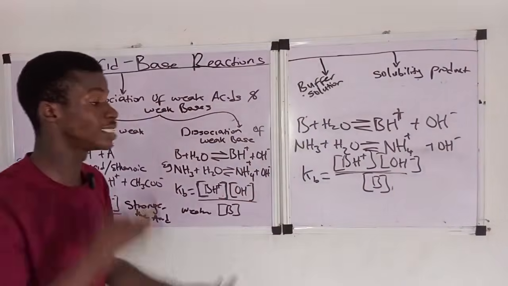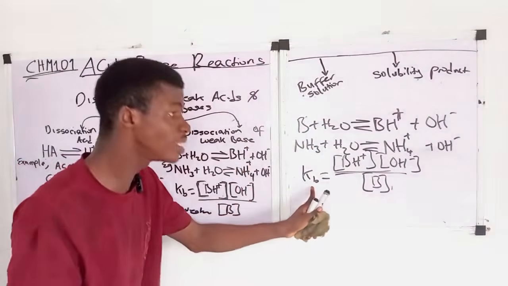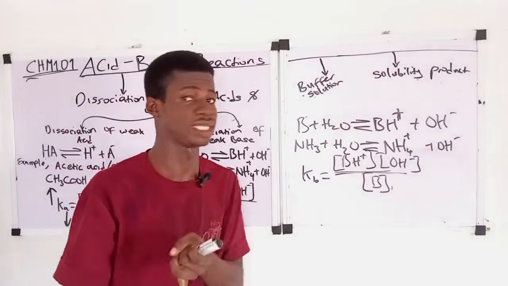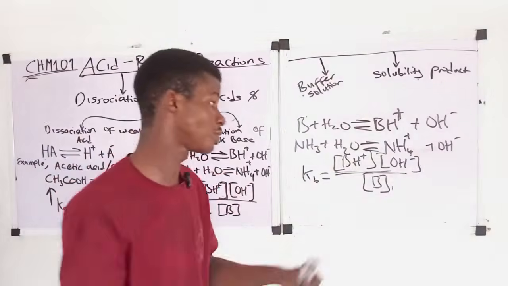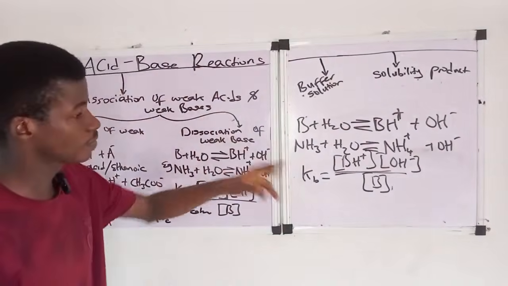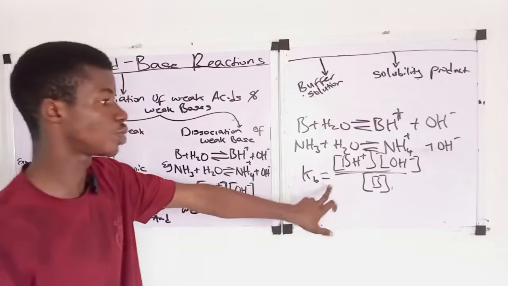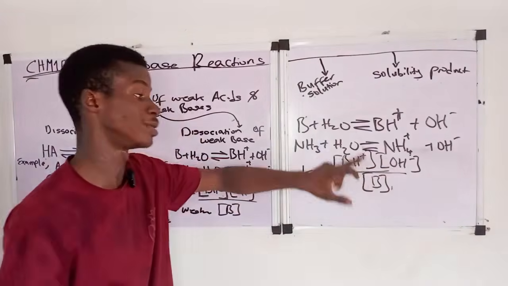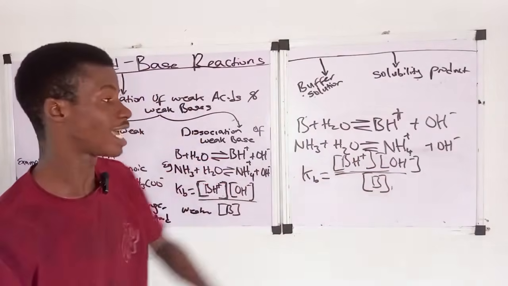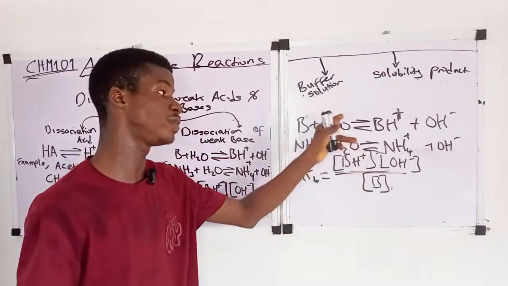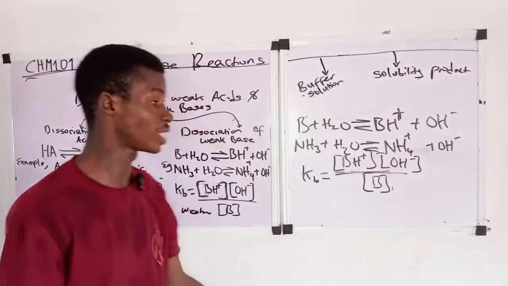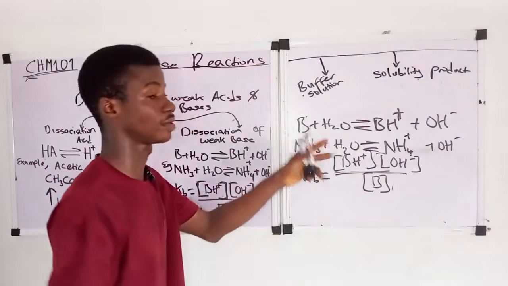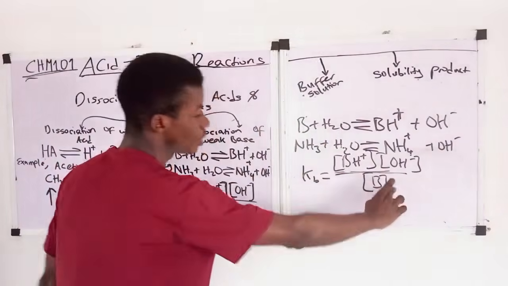So in finding the equilibrium constant, just take note that we don't make use of solids and liquids because they have a constant concentration. So Kb equals the concentration of the product divided by the concentration of the reactant. Remember, if there's a liquid, neglect the liquid. We neglect liquids and solids.